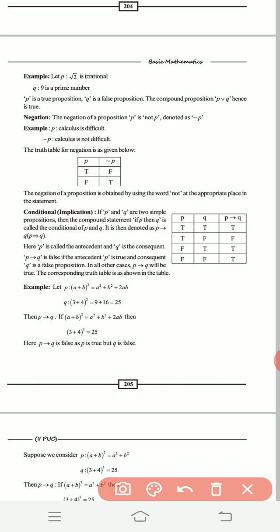See here, calculus is difficult. Negation P is calculus is not difficult. Okay. See, the truth table for negation is P, negation P. If P is true, negation P is false. If P is false, negation P is true. Just opposite. The negation of a proposition is obtained by using the word not in the appropriate place. Just you have to add the not. Root 2 is rational, root 2 is not rational, like that. We can add not.